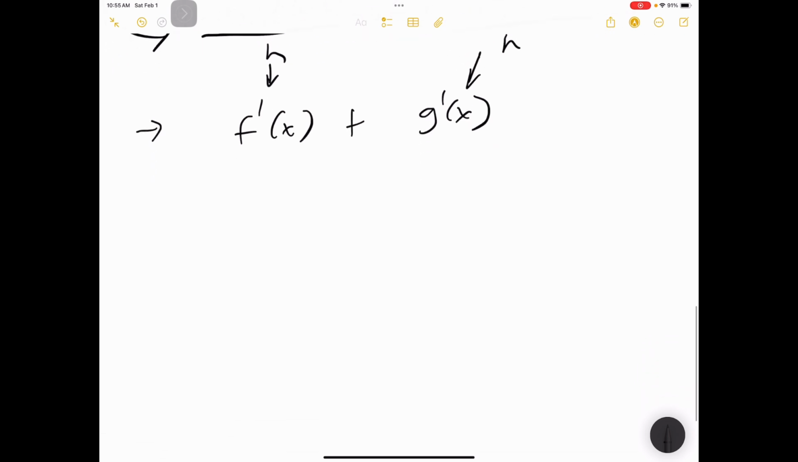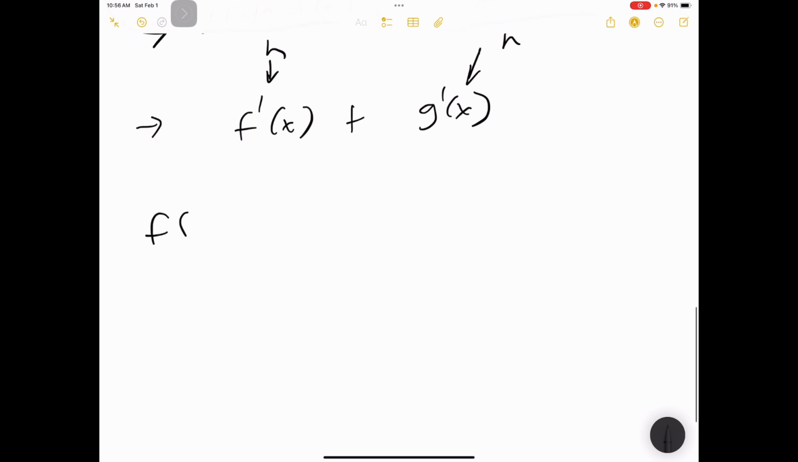And so these rules already allow us to look at the derivative of a lot of functions. Let's look at f of x equals 2x to the 5th plus 7.